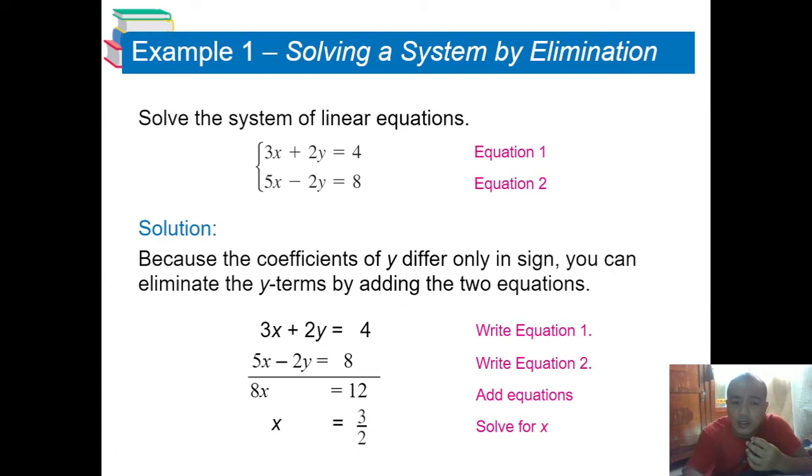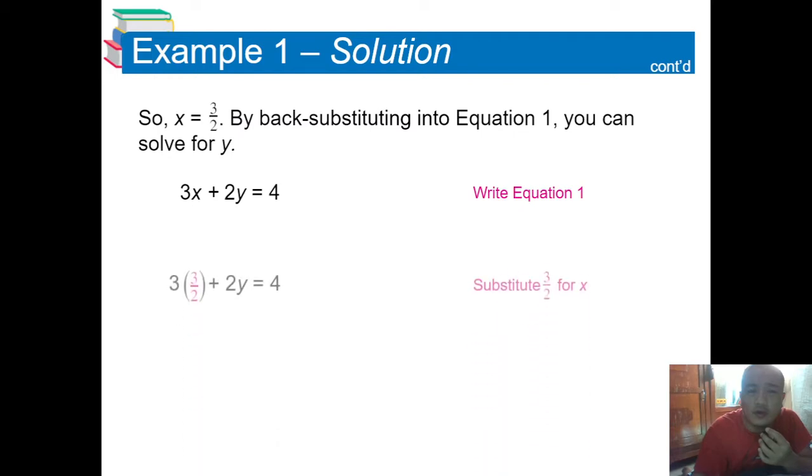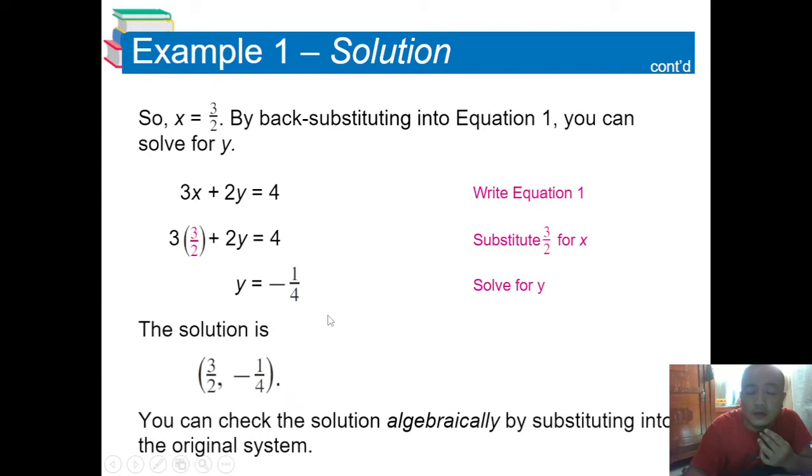Now to solve for y, substitute the value of x, 3 halves, in equation 1 or 2. Let's choose equation 1: 3x plus 2y equals 4. Substitute x by 3 halves. This becomes 9 halves plus 2y equals 4. 4 minus 9 halves is negative 1 half. So therefore the solution is 3 halves, negative 1 half.